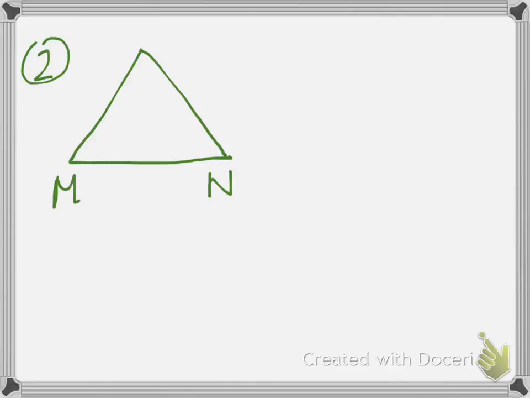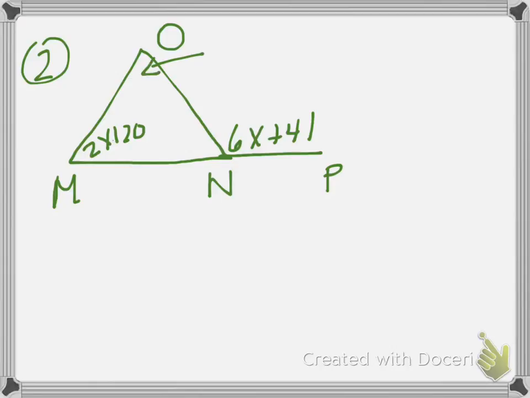Okay, so this is problem 2, and it says you have triangle MNO, and MN is extended to point P, so it should look like this. Angle PNO is 6x plus 41. Angle NMO is 2x plus 20. And angle MON is, I'll put a little arrow, x plus 39. So we need to find angle MNO, which is this one right here.